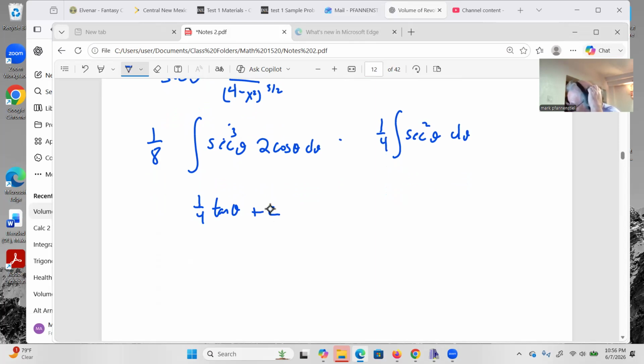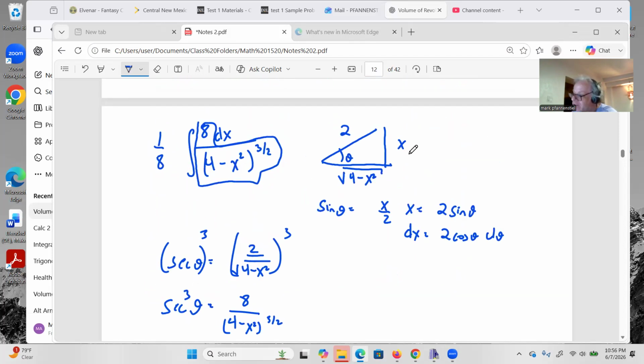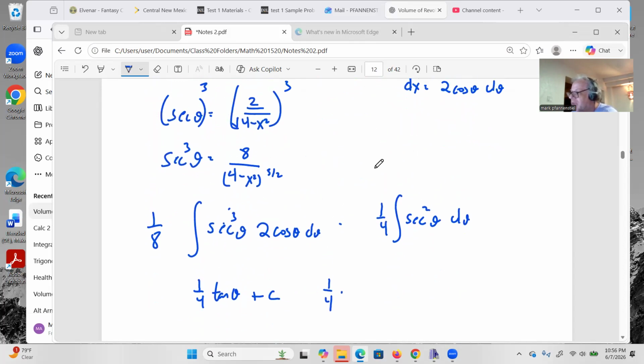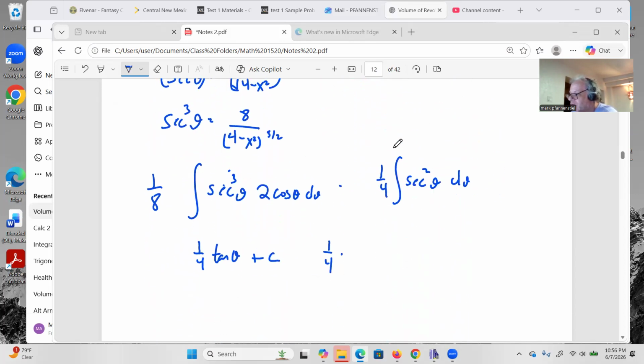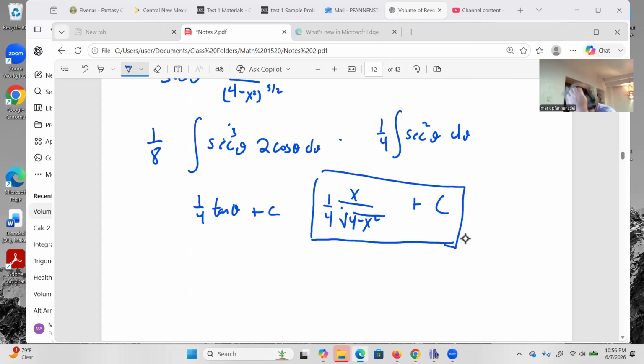We're not going to leave it like that because what were we given the original problem in? We were given the original problem in x's. So I'm going to go back to my triangle. What is tangent of theta? Well, that's going to be x over the square root of 4 minus x squared. So we have 1 over 4 times x over the square root of 4 minus x squared plus c. And I think that's what we're actually going to be dealing with. Okay, we'll go back to our original x's.